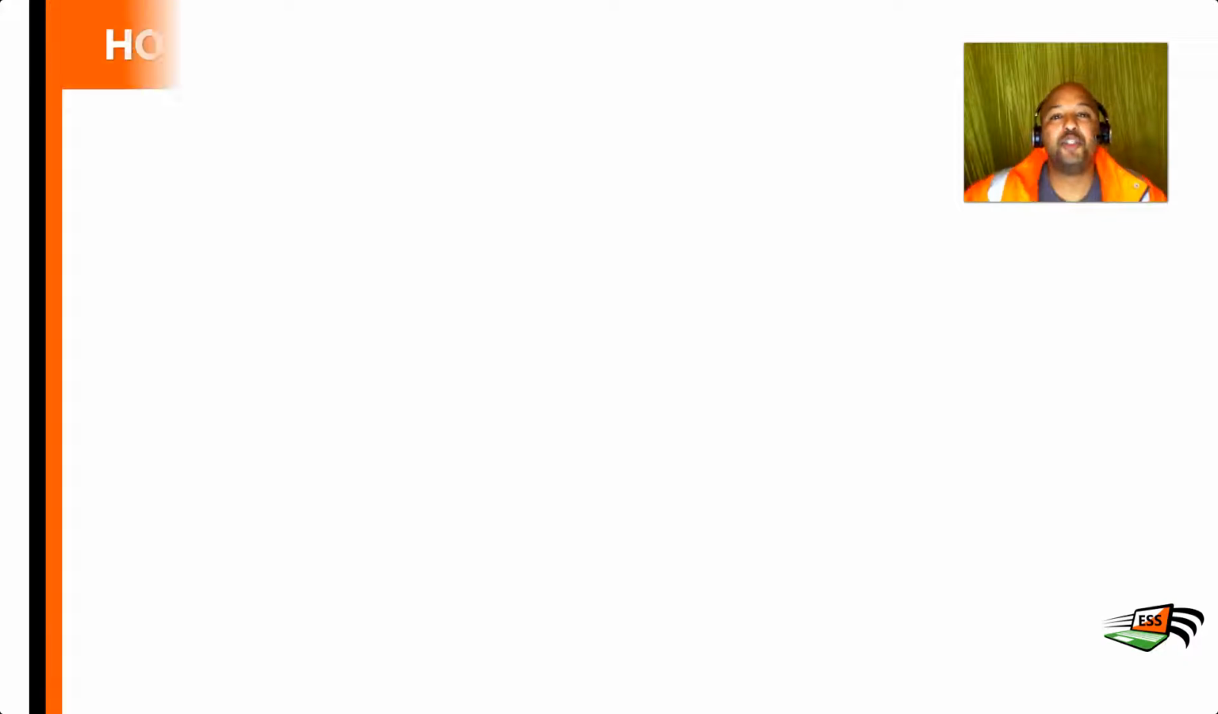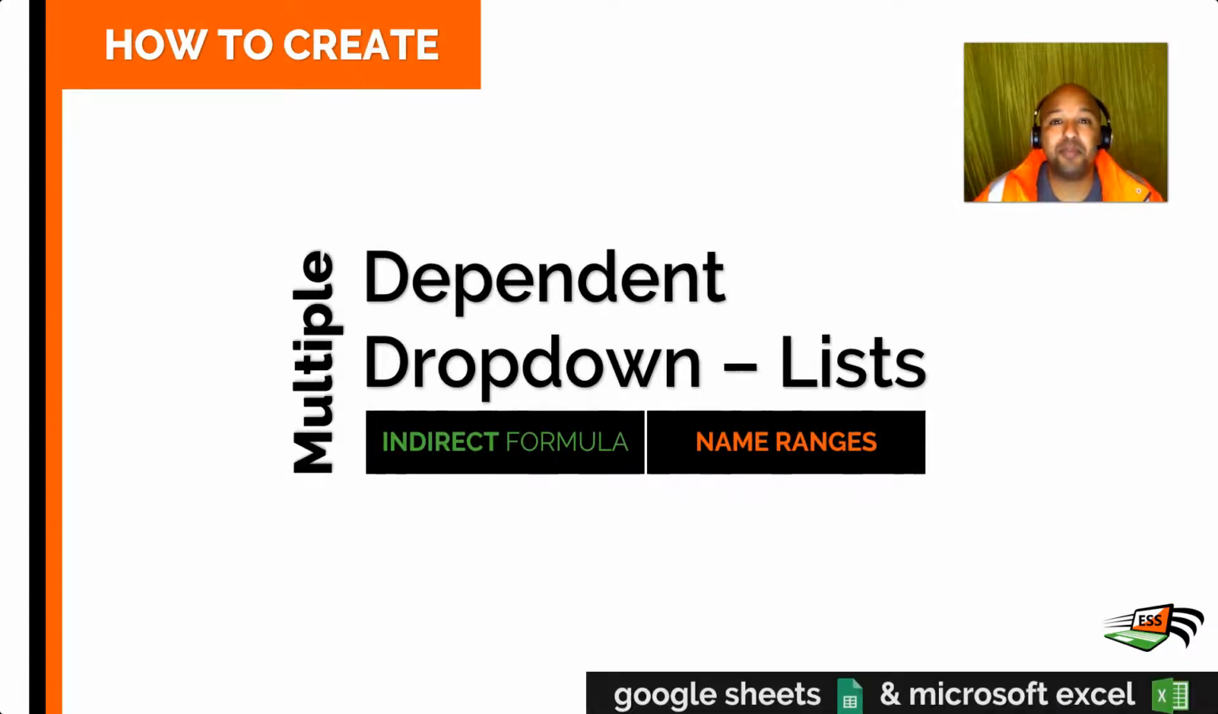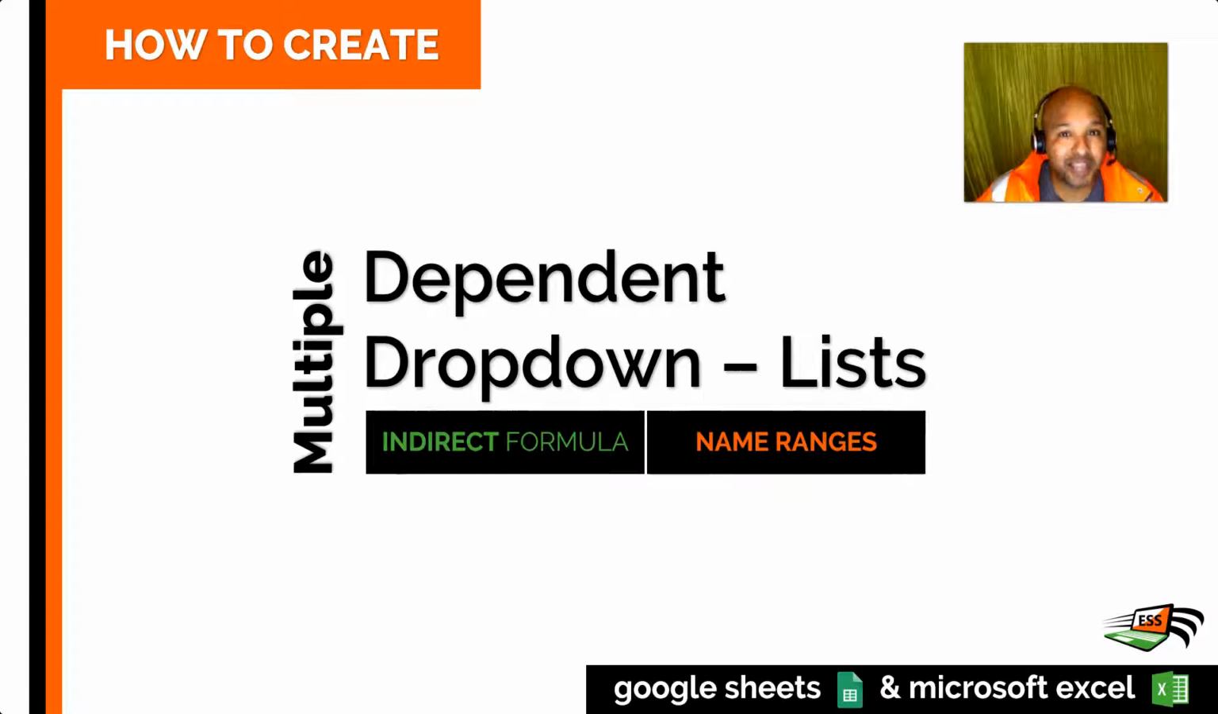Hi, so today I'll be showing you how to create multiple dependent drop-down lists within Excel as well as Google Sheets. We'll be using the indirect formula and name ranges.